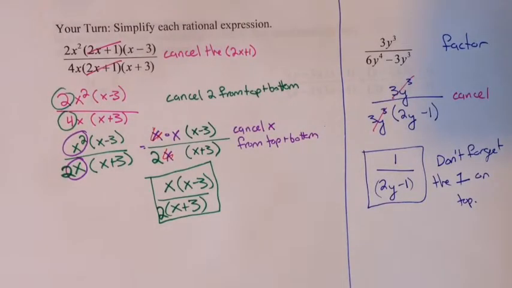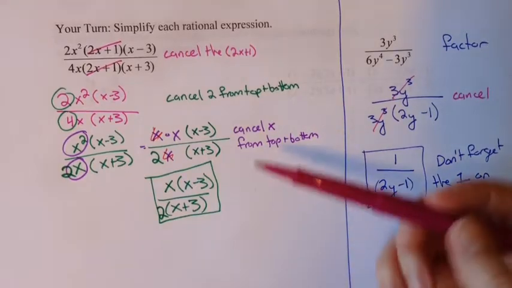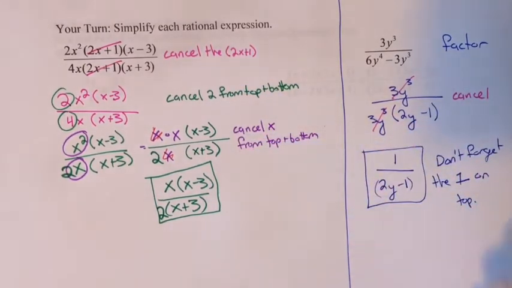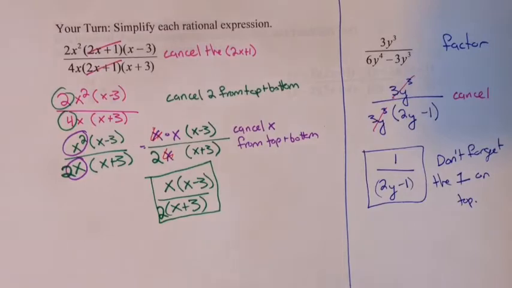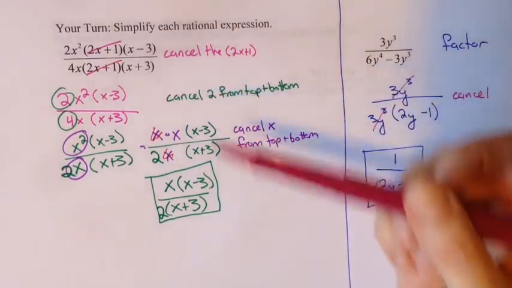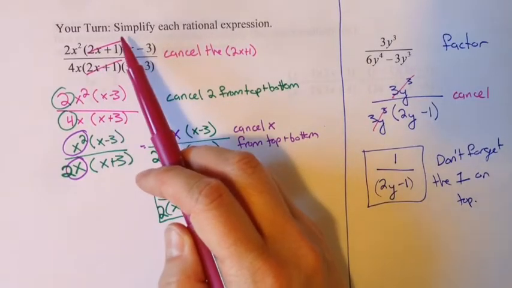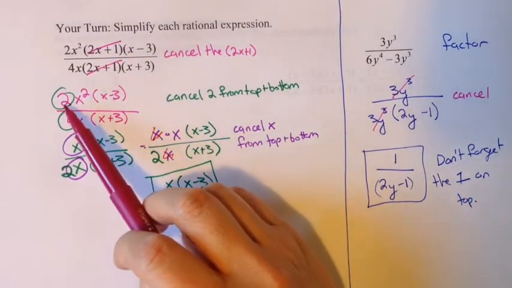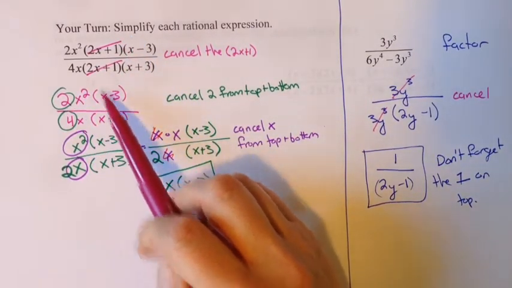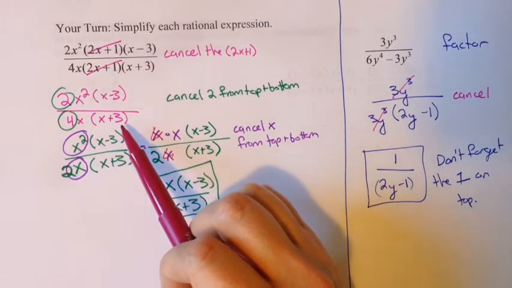And we're back. On this first example, I decided to do the canceling step by step to show you each step, and also to show you that if you don't notice all the common factors right away, that's okay. You can still end up with the right answer in the end. So I looked at my top and my bottom to see if they had anything in common, and I noticed that they both had a 2x plus 1. So I canceled that out and then wrote down what I had: 2x squared times x minus 3, and 4x times x plus 3.